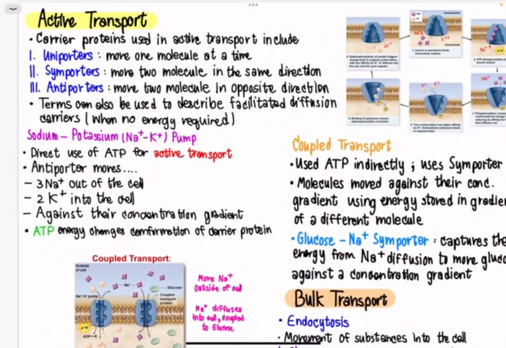Carrier proteins used in active transport include uniporters, which move one molecule at a time. Symporters move two molecules in the same direction, and antiporters move two molecules in opposite directions. These terms can also be used to describe facilitated diffusion carriers, with no energy required.